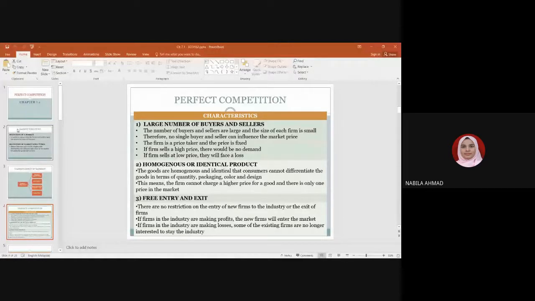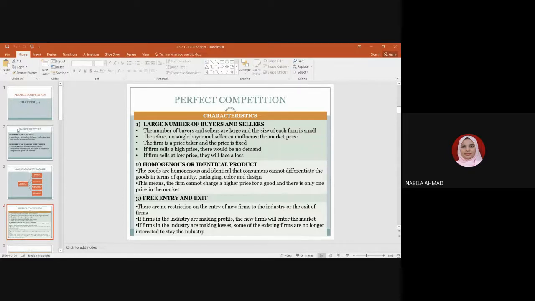Apa lagi, kedai-kedai macam jual ikan, jual sama jenis. So itu adalah jenis perfect competition lah. Ya. Dia menjual barang yang sama jenis. And then free entry and exit. So apa maksud free entry and exit? Bermaksud no restriction on the entry of new firm to the industry or the exit of the firm.